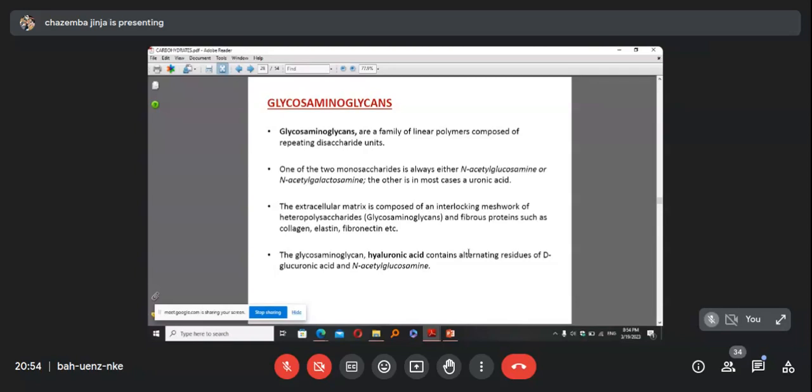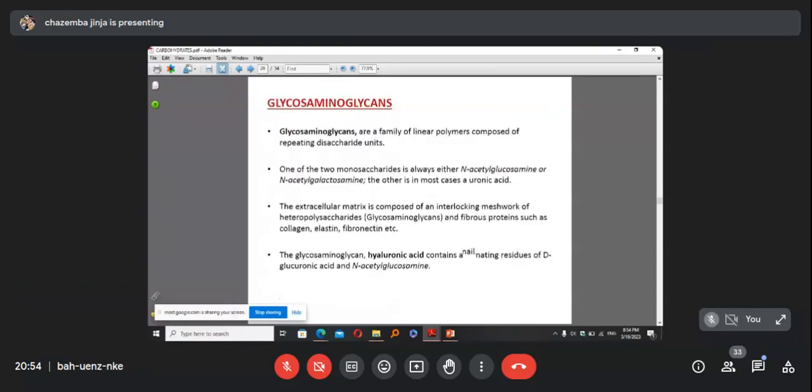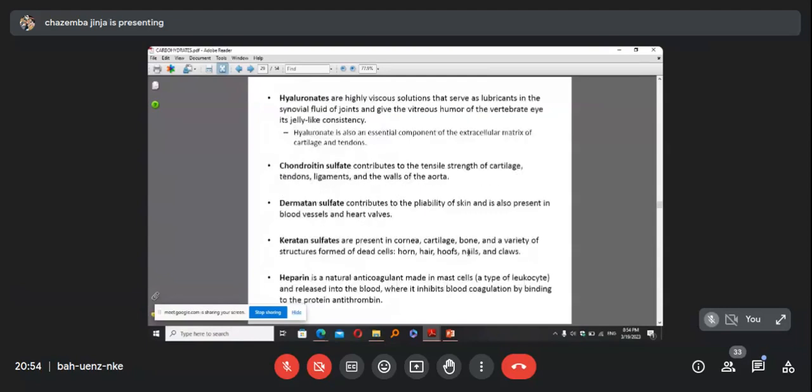The extracellular matrix, the ECM, is composed of an interlocking meshwork of heteropolysaccharides, the glycosaminoglycans, and fibrous proteins such as collagen, elastin, and fibronectin. So these glycosaminoglycans will be found in the extracellular matrix. Some examples you can find are the hyaluronates, chondroitin sulfate, dermatan sulfate, keratan sulfate, and heparin. All these are found in the extracellular matrix.